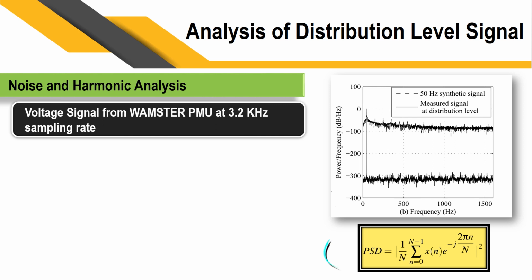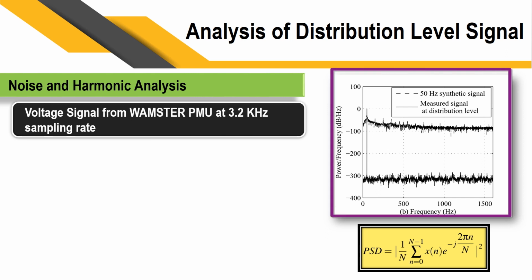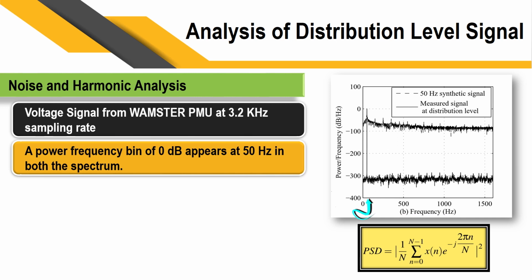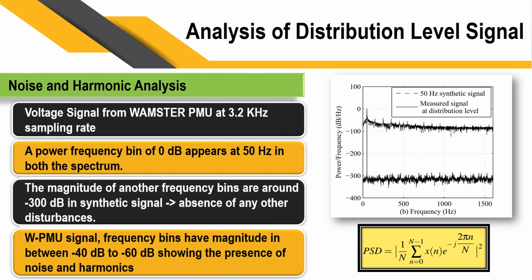So we calculated the power spectral density by using this formula where n corresponds to 64 points. As you can see in this graph, the power frequency, which is our 50 hertz, of 0 dB appears exactly at 50 hertz. Whereas if you analyze the other variations, the magnitude of the other frequencies was around minus 40 to minus 60 dB band, which shows that this is the most frequently appearing noise level in the signal.